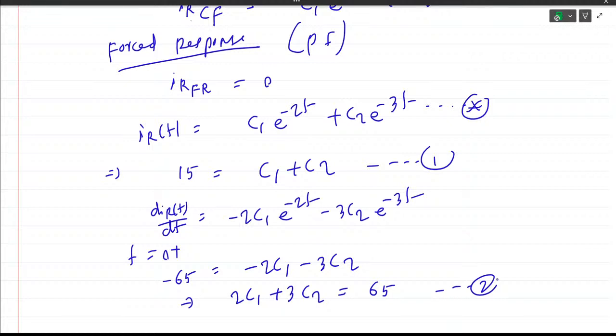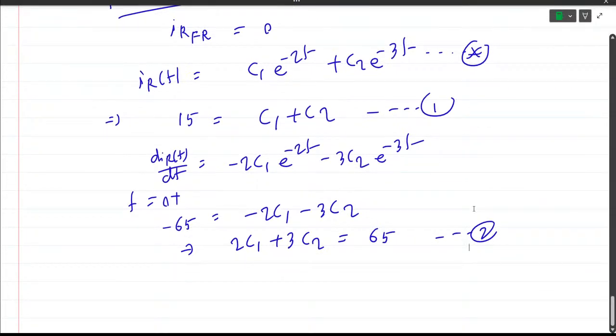Now you can understand why we have to calculate the first derivative, because we need two initial conditions for a second order system. We need three initial conditions for third order systems. That means the initial value of the variable, the initial value of the first derivative, and the initial value of the second derivative if the system is third order. Here the circuit is second order. We need IR at 0 plus and dIR upon dt at 0 plus.